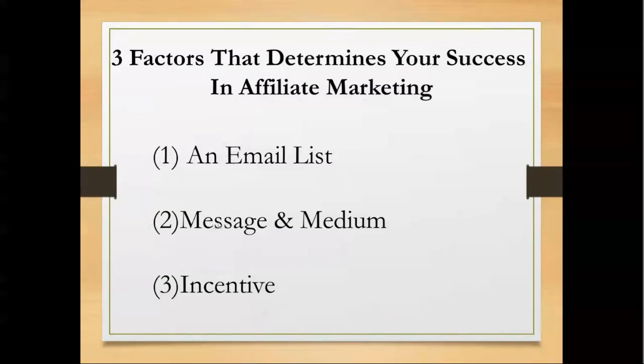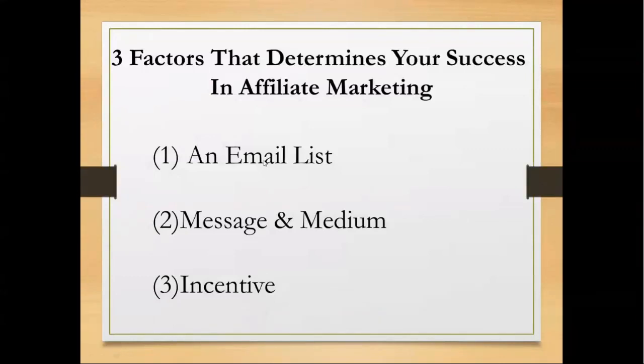So the second requirement is message and medium. Now, some of my students, because of my secret strategy, list building is not really a big deal for them anymore. But there are still some of my students who, after getting the list, get stuck. Why do they get stuck? Because they don't know how to type or how to compose a promotional email. That is what I mean by message.